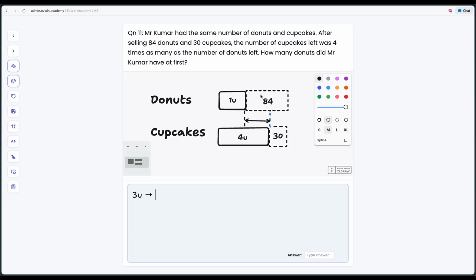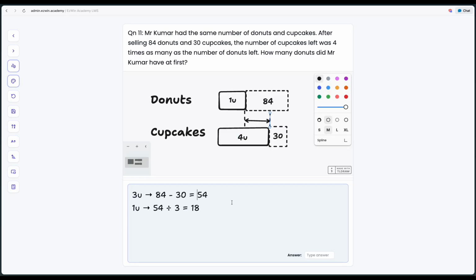And 3 units is equal to 84 minus 30. And this gives us 54, right? And then 1 unit will then be equal to 54 divided by 3. And this gives us 18, if you were to calculate. So 54 divided by 3 is 18. Let me just double check. Okay, very good. All right, so now we know 1 unit is 18.